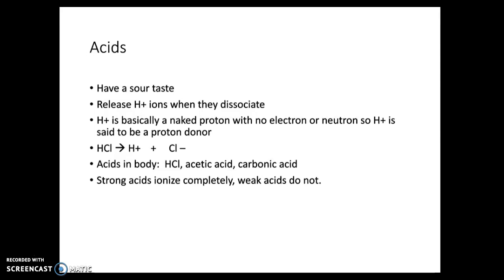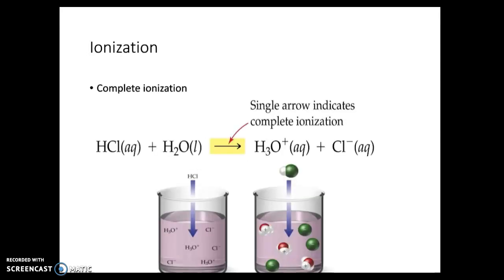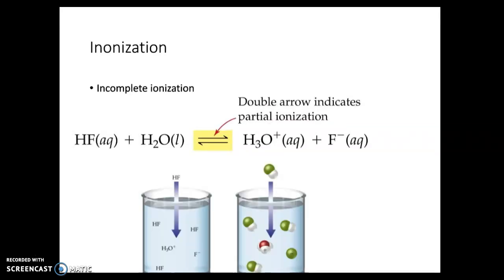Strong acids are going to completely ionize or break apart into their cations and anions in solution, versus weak acids do not. So this green is showing complete ionization. So this would be a strong acid, hydrochloric acid. So it's totally going to be breaking apart. There's going to be no HCl left. This is showing an incomplete ionization where not all of the compound is going to ionize in solution.